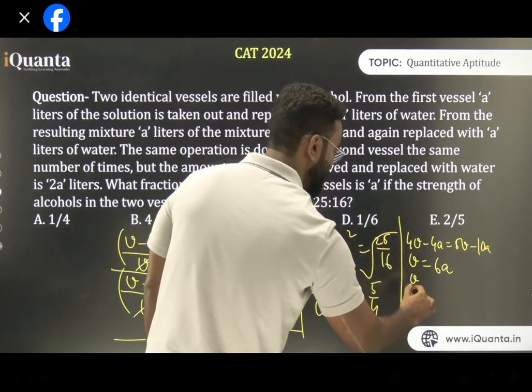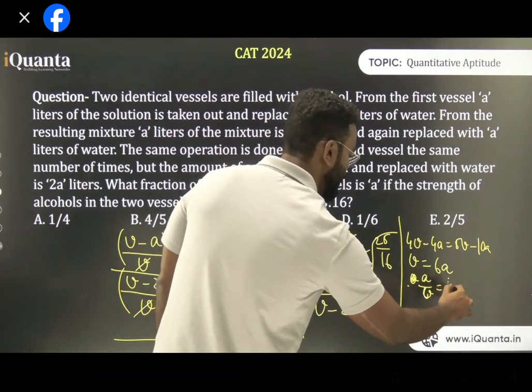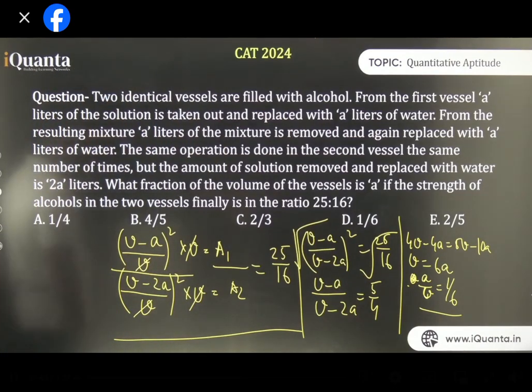I need to find what percent of V is A, so what is A upon V? The answer is 1 upon 6. Is it clear? Any doubt you have, just let me know. All of you say yes, this is clear. Is it clear, guys? What do you want me to repeat?